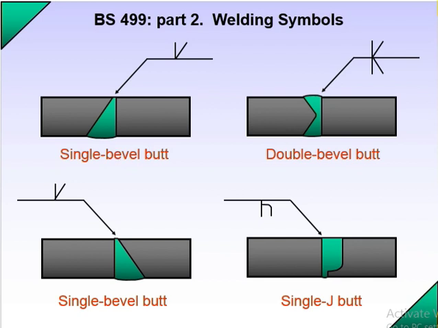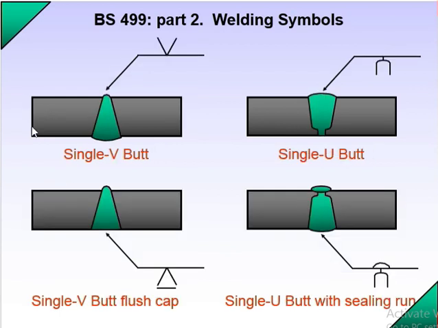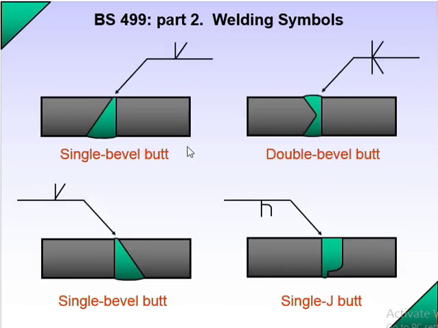This is for the bevel butt. Previously it was the single V butt. V butt means you understand how it looks like, and bevel butt means one side is fixed and on the other side you can see it is the bevel, meaning one side has nothing done by machining, but the other side machining has been done, that is the bevel.